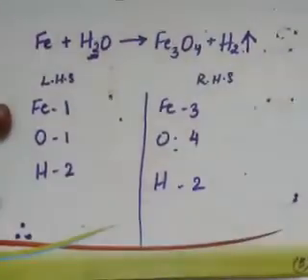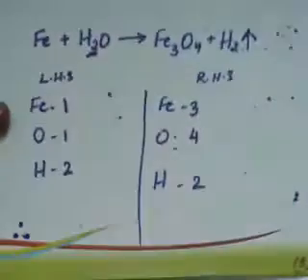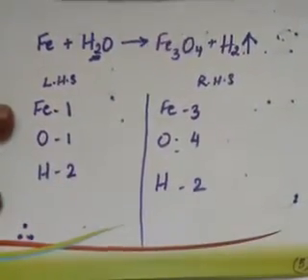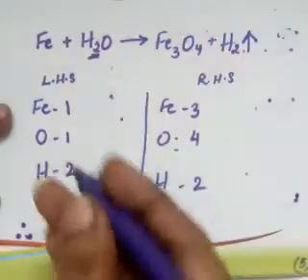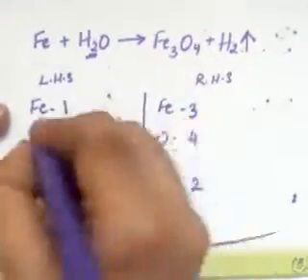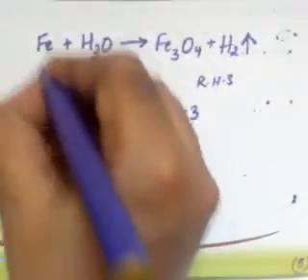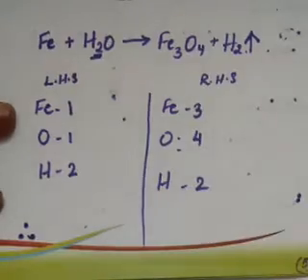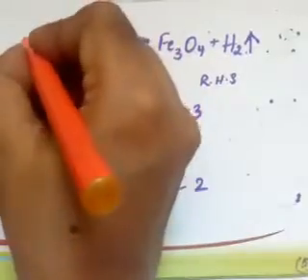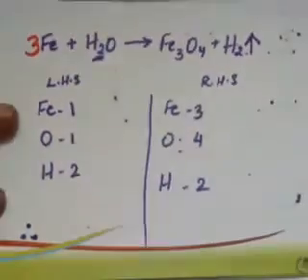First, iron. When we start balancing the chemical equation, we have to make both sides equal. So we will make iron 3 here. We will write 3 over here. So if I write 3 over here, what will happen?